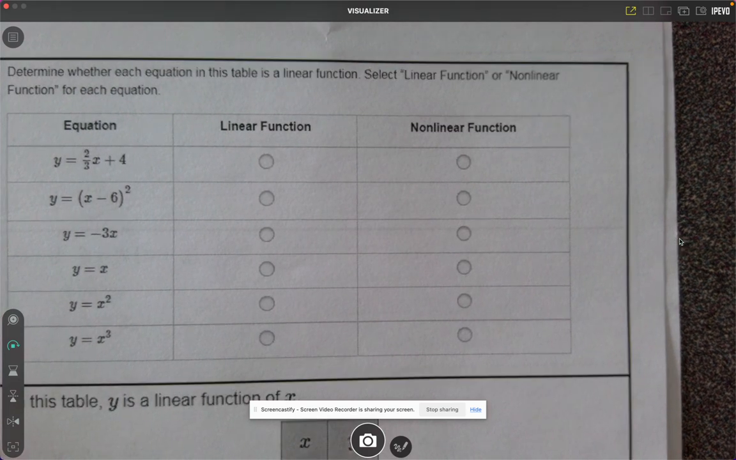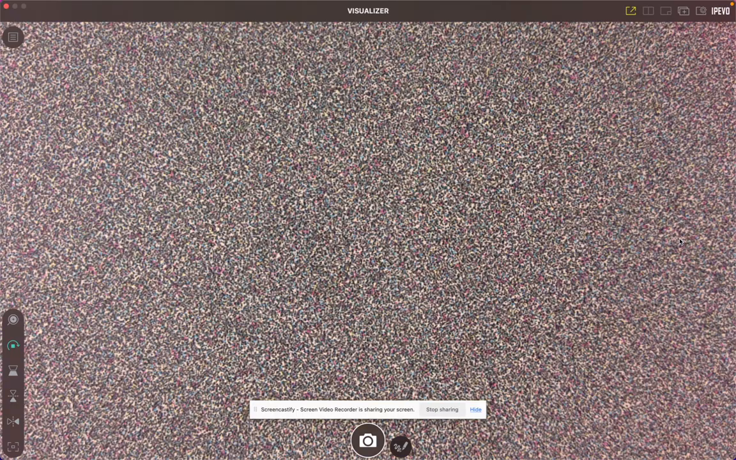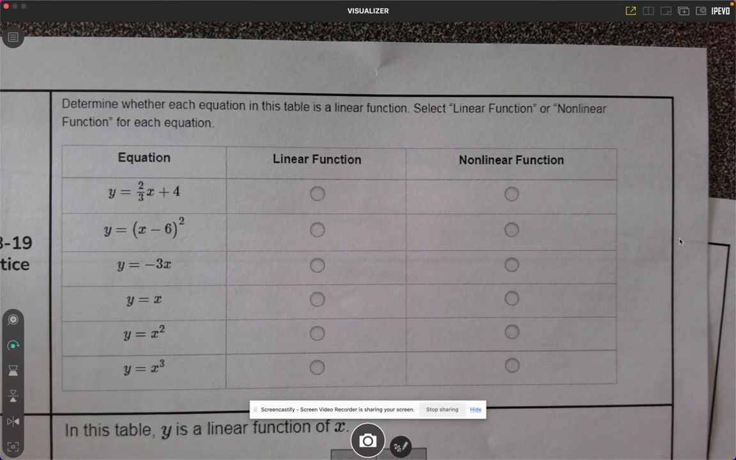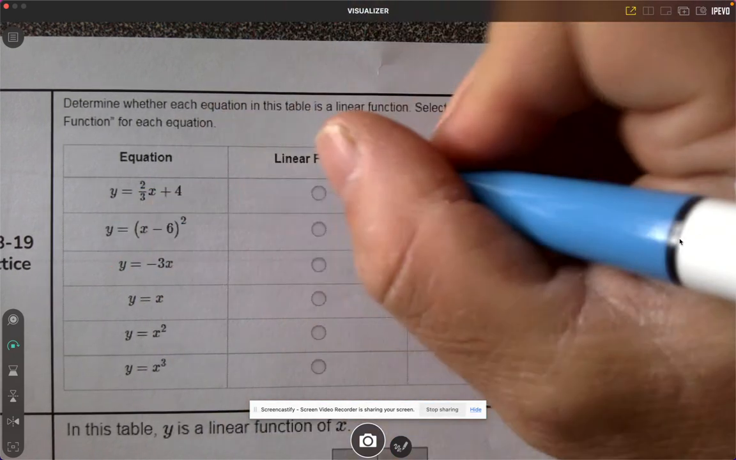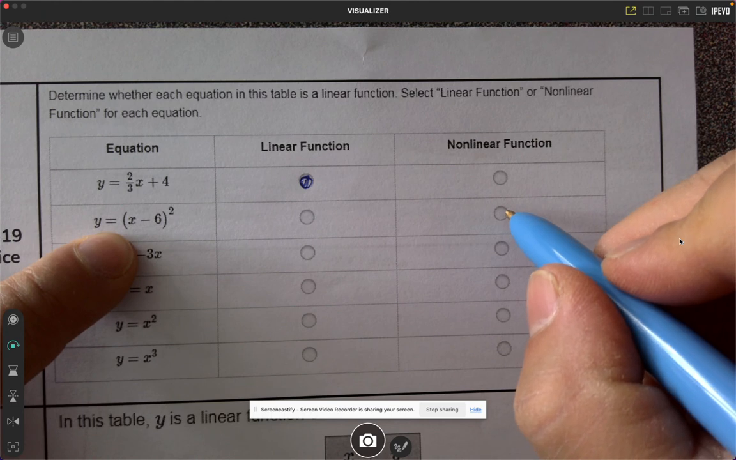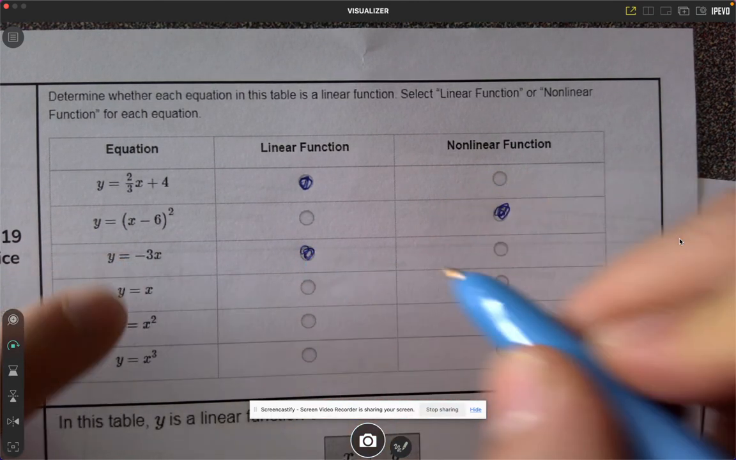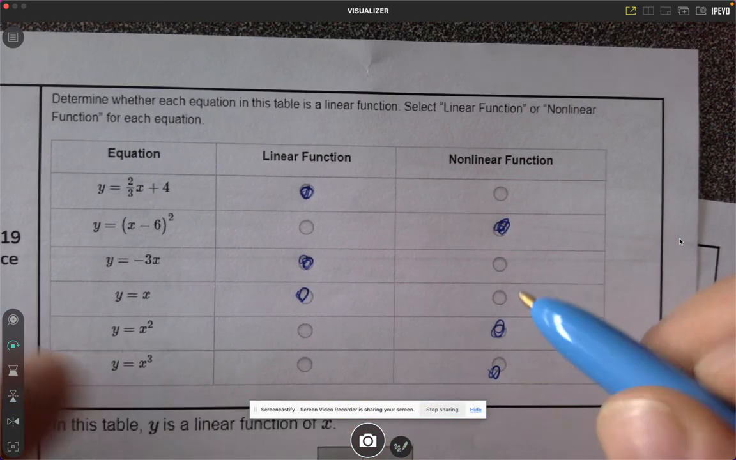Let's see here. Okay. All right, linear, nonlinear. So we got, well, this one I won't make any mistakes. That is linear. That would make an exponent of 2, so that's nonlinear. That's linear. That's linear. Nonlinear, nonlinear.